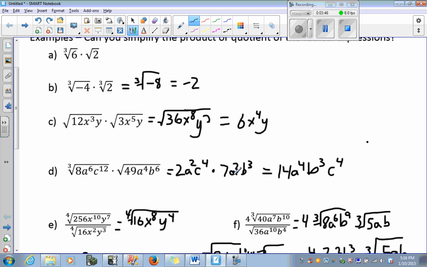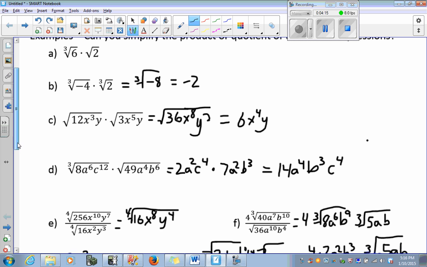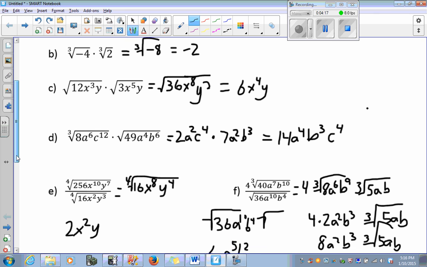Now we can combine these two here. 2 times 7 is 14. A squared times a squared is a to the 4th. B cubed, there's nothing else to multiply it by. We just bring it over. C to the 4th, nothing else to multiply it by. So from all of this here, we get 14 a to the 4th b cubed c to the 4th. Again, if I seem to be going too fast for you, please watch the video again and just look at the steps. This should become clear to you, hopefully.